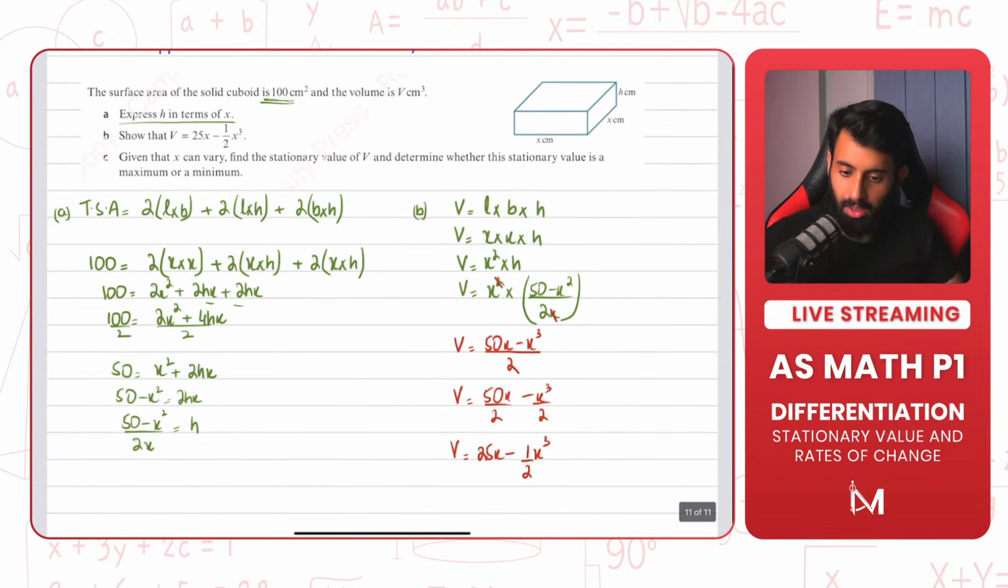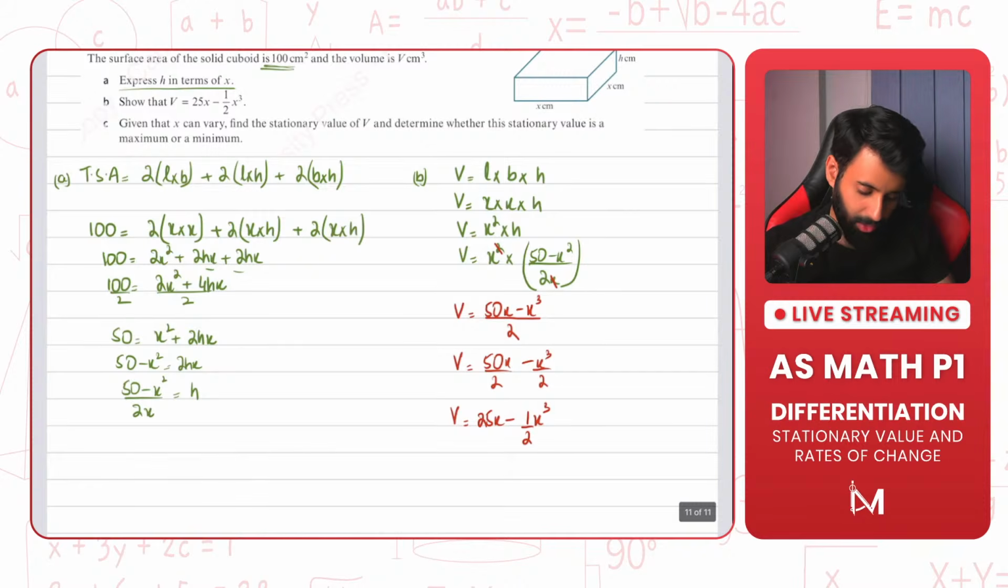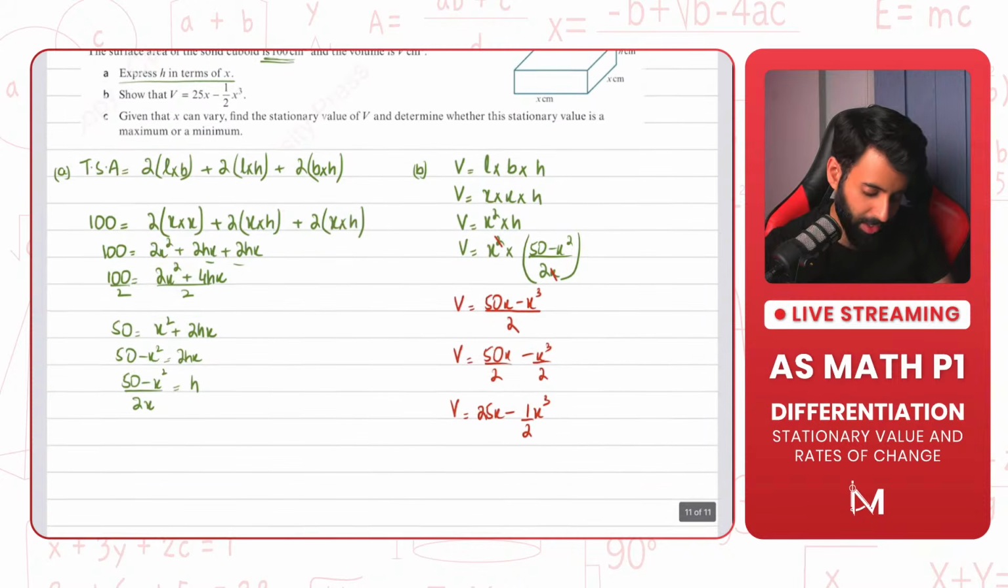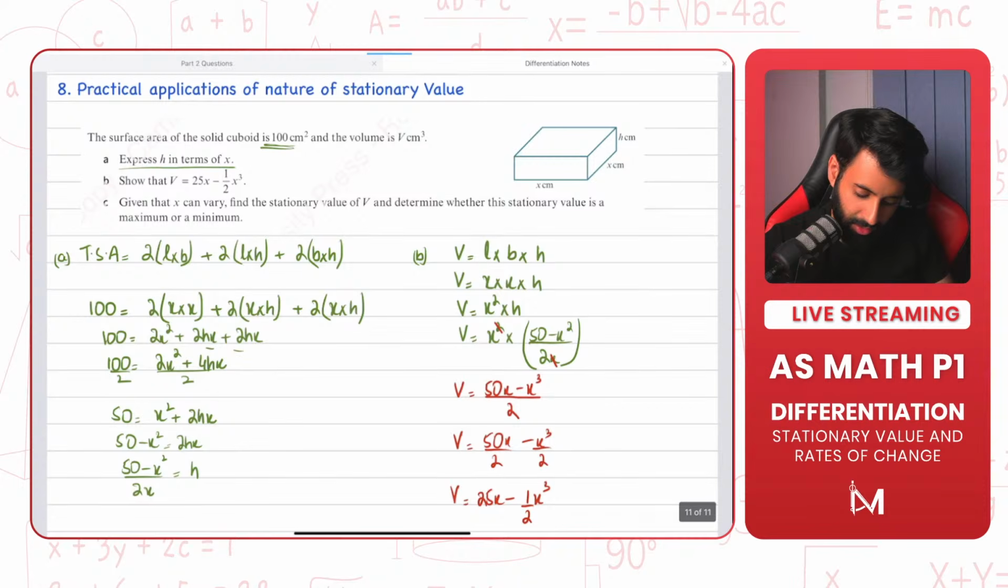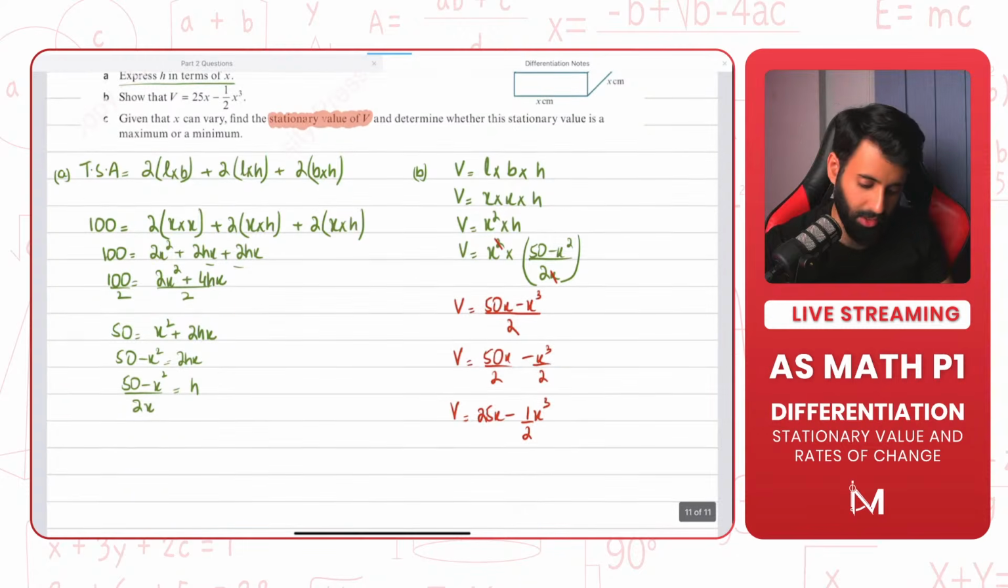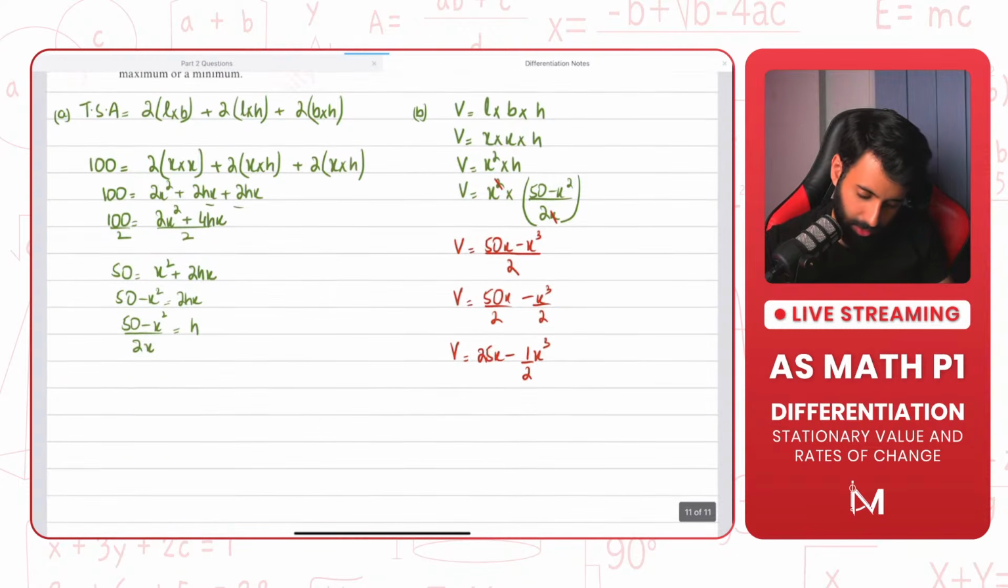Now then comes the tricky part, where it will always go like a certain value can vary, and you will be asked to determine whether this stationary value is a maximum or a minimum value. Now, how do we find out the stationary value of anything? You differentiate it and you equate it to 0. So in order to find out the stationary value of anything, whether it's volume, surface area, perimeter, you always differentiate it and you equate it to 0. So that's what we're going to do.